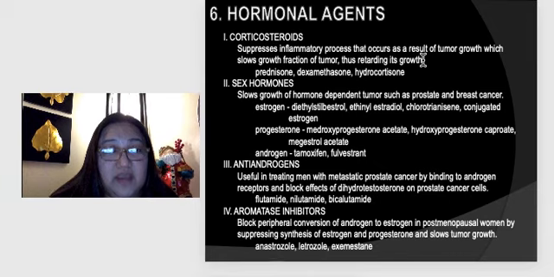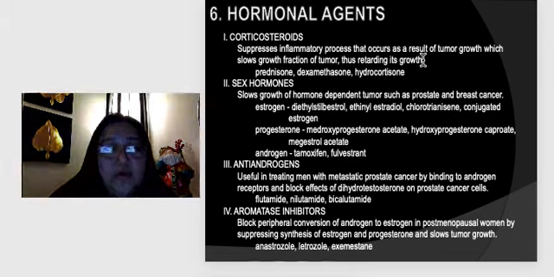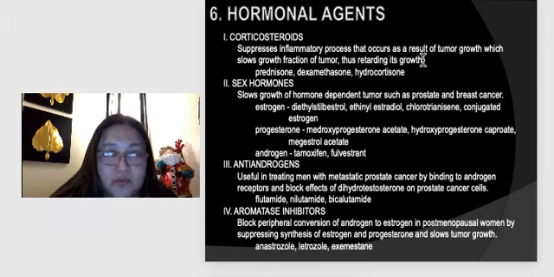May effect siya. Ibig sabihin, it's best na kino-combine ito with the other chemotherapy drugs such as prednisone, dexamethasone, hydrocortisone. Another of the hormonal agents are the sex hormones. The sex hormone slows the growth of the hormone-dependent tumor. Ano ang mga cancer na effective ito? Yung mga reproductive cancers such as prostate and breast cancer.